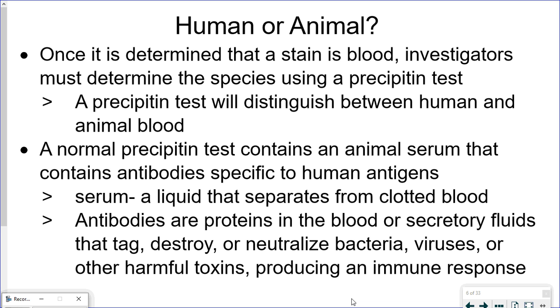So the animal serum is a liquid that's separated from clotted blood. So it still has parts of the blood. It will not clot itself. It just contains all of those antibodies and antigens in there. The antibodies, remember, are proteins in blood or any other secretory fluids like saliva or sweat that are going to tag, destroy, or neutralize bacteria, viruses, or other harmful toxins, producing an immune response. The immune response we look for is clotting.